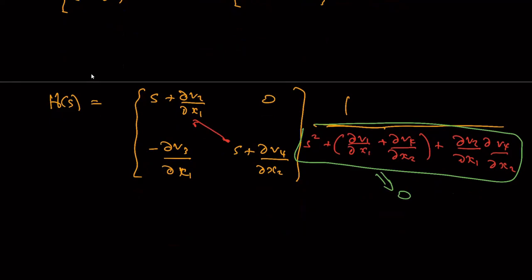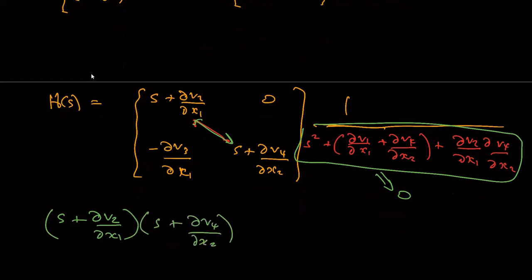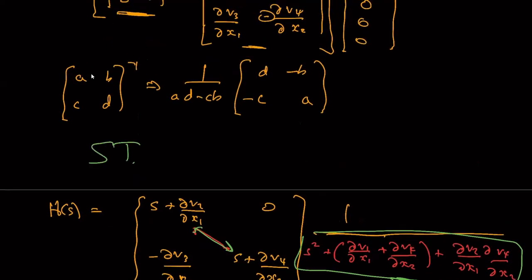It's pretty easy to see, you don't even have to go that far. You just have to look at this. The characteristic equation is just s plus dv2 dx1 times s plus dv4 dx2 equals 0, because that's where the determinant comes from. And you immediately see that the two solutions are s1 equals minus dv2 dx1, and the second solution is minus dv4 dx2. Since they're negative, the system is stable. Also stable.